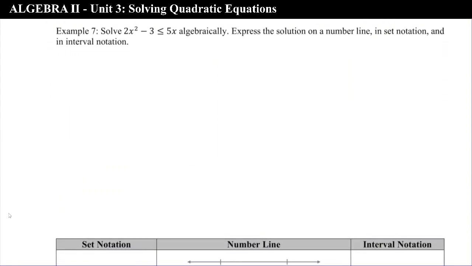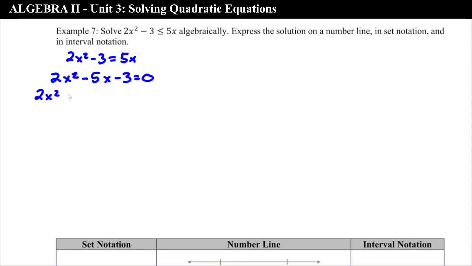On to example 7. We've got 2x squared minus 3. We're going to set that equal to 5x. So now we're going to move our 5x to the other side, and we'll put it in the middle so it's in standard form. So we've got 2x squared minus 5x minus 3 equals 0. Well, let's see. We need two numbers that multiply to give us negative 6 and add to give us negative 5. Well, that would be 1 and negative 6.